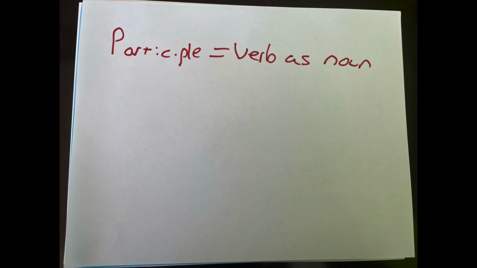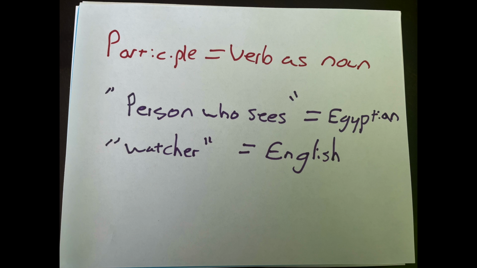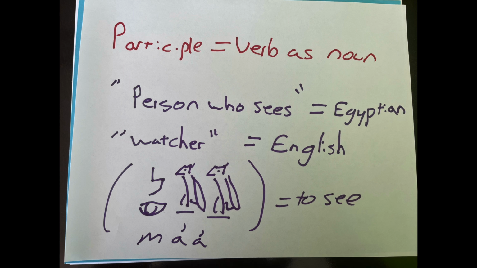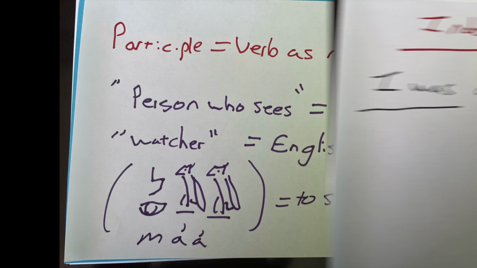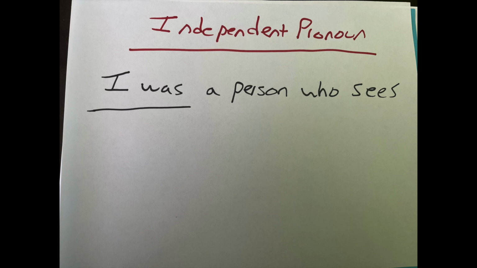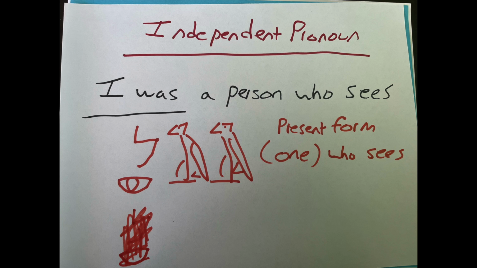Again, the participle is a verb as a noun. It's a unique thing that shows up in ancient Egyptian, and in other languages too. In English, we might say something like a watcher. In Egyptian, it would be a person who sees. So you would take the verb to see, ma'a, and then change it into the participle form, which turns it into a description of the person. So the independent pronoun before this makes the whole sentence, I was a person who sees. See how that kind of works?